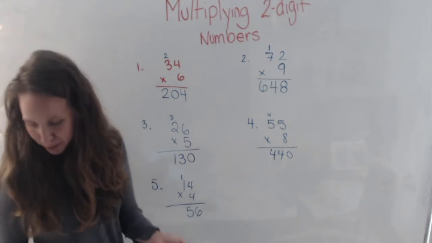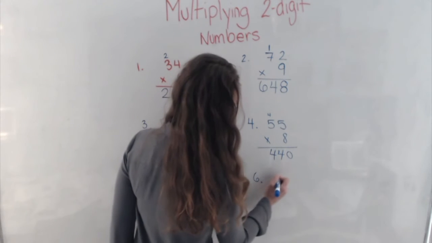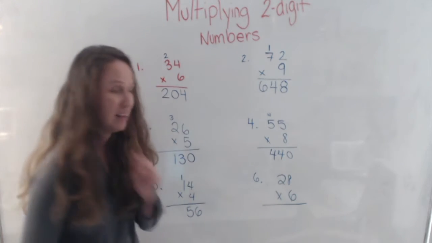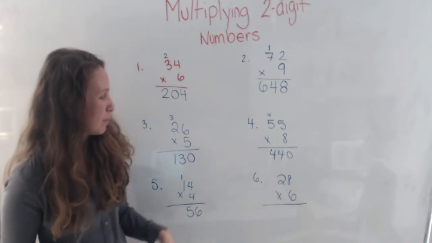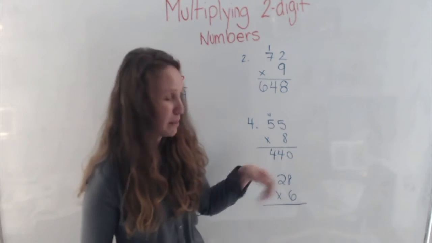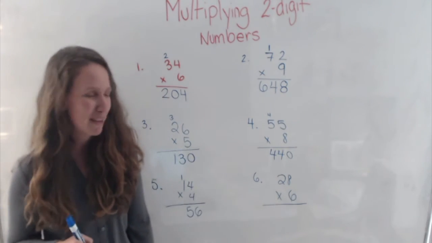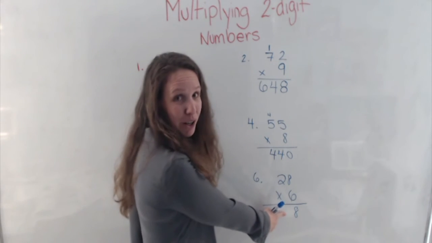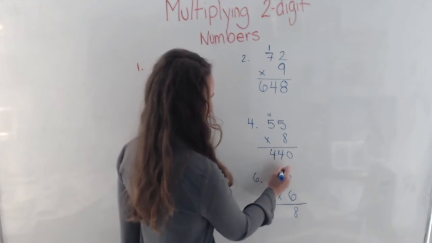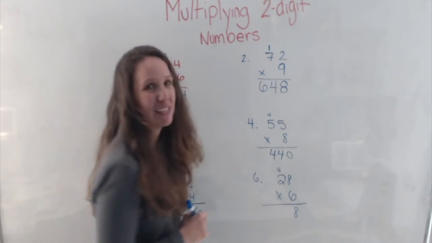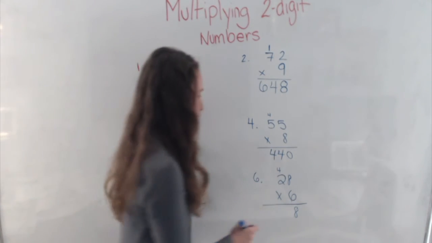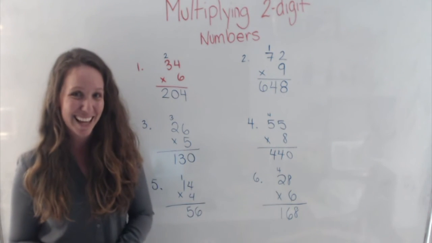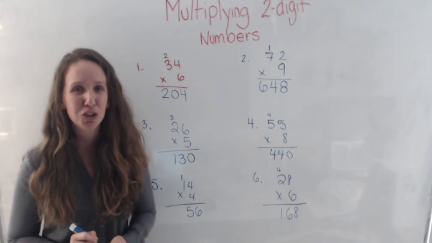For my last problem, I have number 6, 28 times 6. You know what's funny? I always have trouble with my 6 tables. What is 6 times 8? I sometimes have to think about it. It's 48. Again, where does my 4 go? Up at the top. 6 times 2 is 12, and 4 more makes 16. 168.